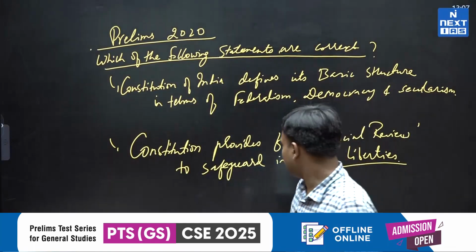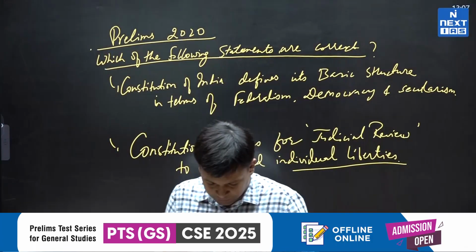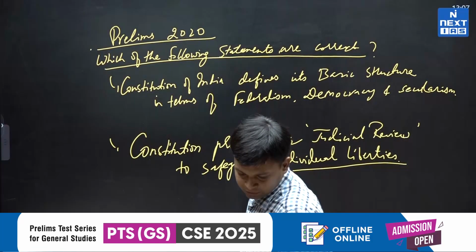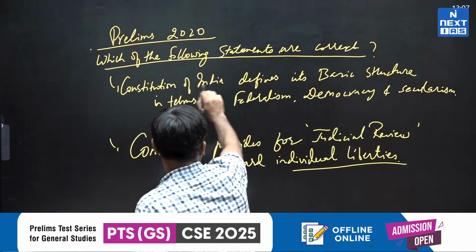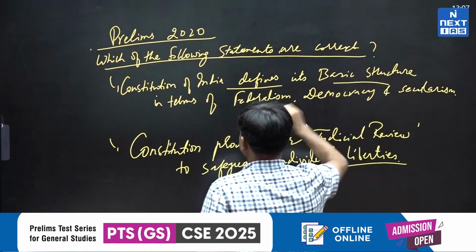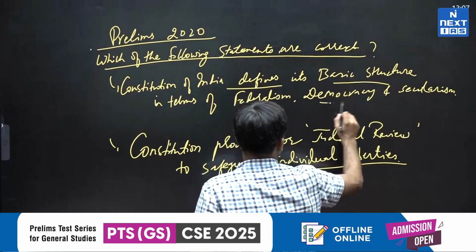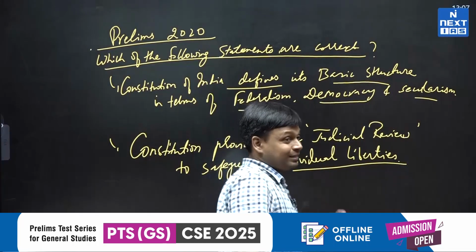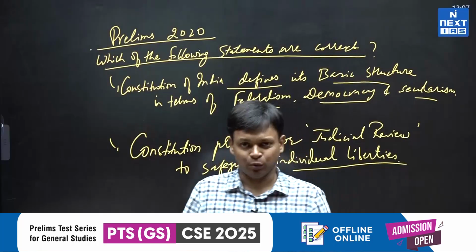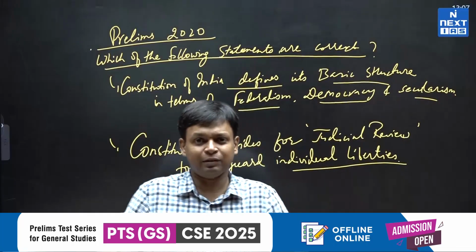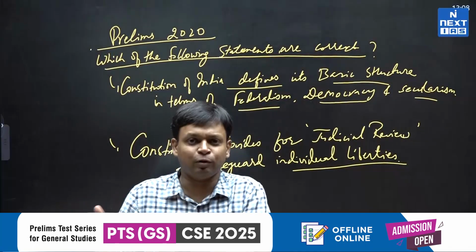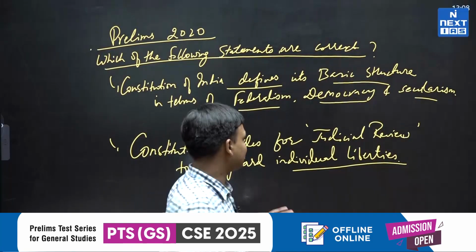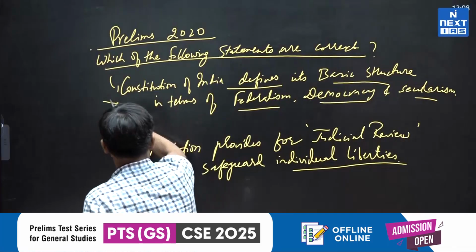Okay? Now, what was important in this question was that it says the Constitution of India defines its basic structure in terms of federalism, democracy and secularism. So does the constitution define basic structure? No, it has been given by the Supreme Court, and even the Supreme Court has not defined it clearly. It has only said that basic structure includes the following important features. So this statement has to be wrong. It is not defined.